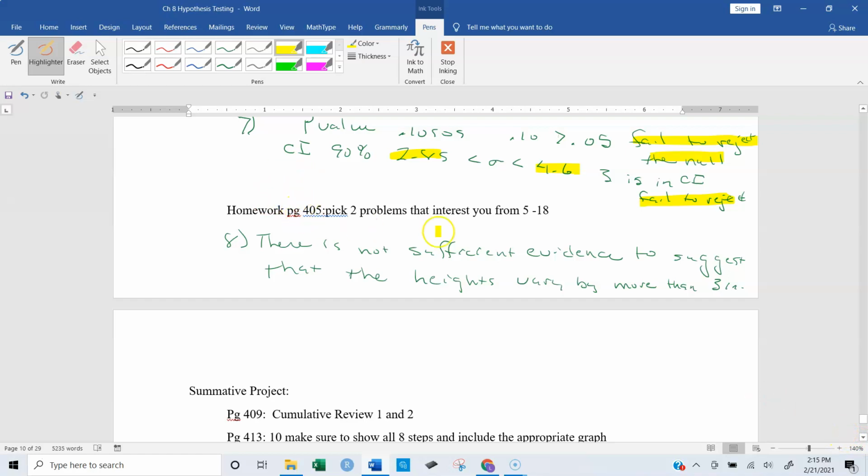All right, you have homework. Pick 2 problems that you like from 5 to 18. Make sure you go into StatDisk following all 8 procedures and get those done. I hope you do well.